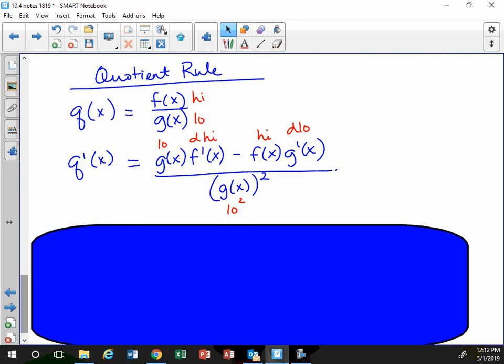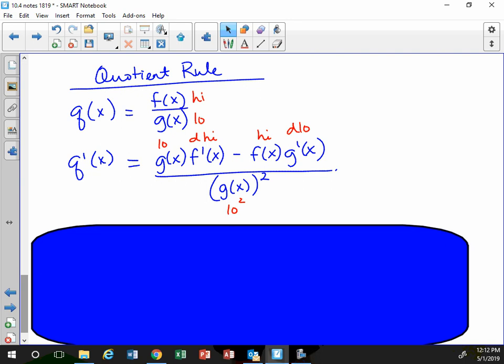All right, guys. So the high and the low stuff here. The high just means the numerator. The low means whatever's in your denominator. This is just something you can say to yourself to help you remember. Low D high minus high D low. The D clearly means derivative, right?